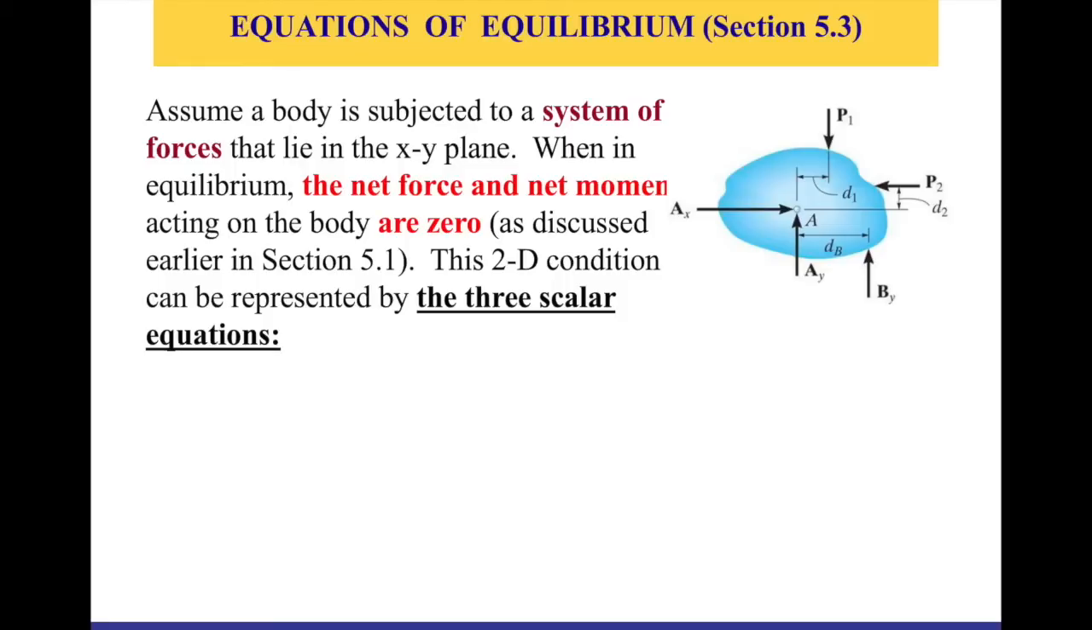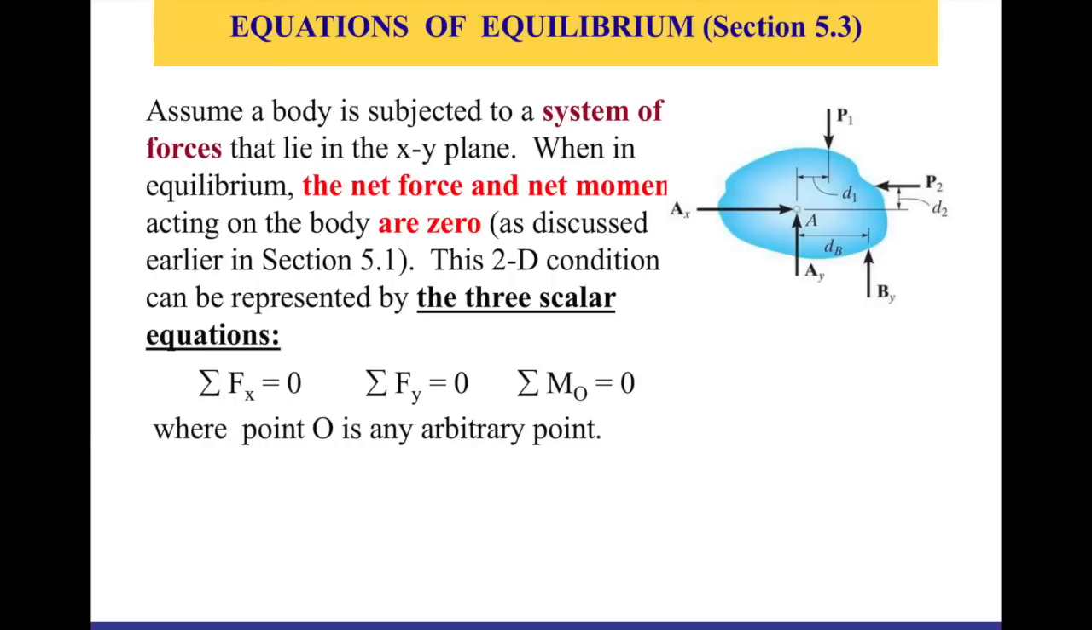You can see that you have this rigid body to the right, the blue structure, which is experiencing a lot of these forces, and we call them a system of forces. When we have static equilibrium, the net force and the net moment acting on the body should equal 0, and we talked about this in the previous lecture. This two-dimensional condition can be represented as three scalar equations, so we can construct three of them.